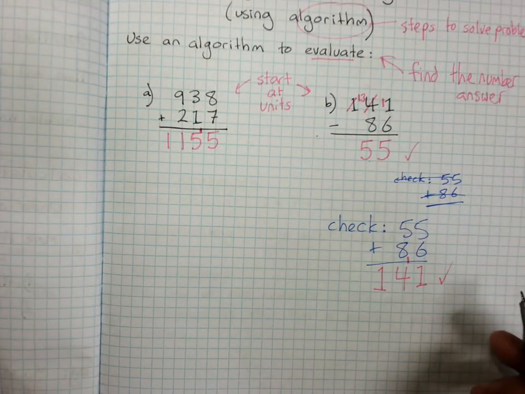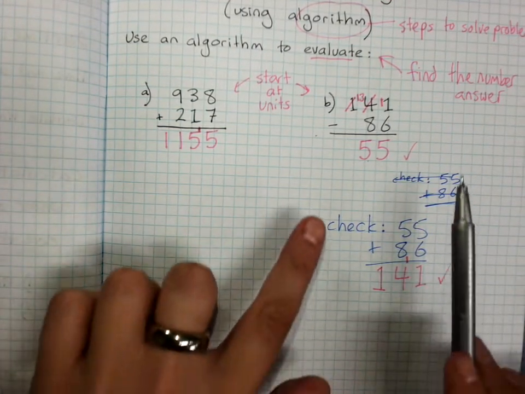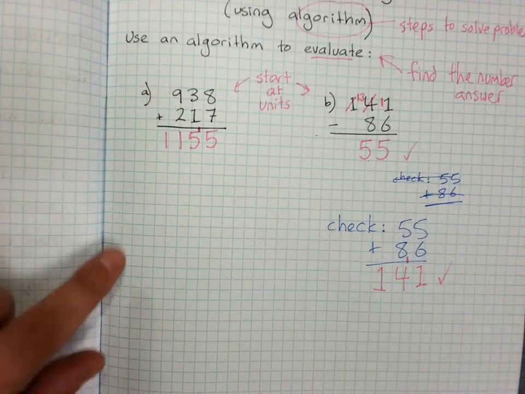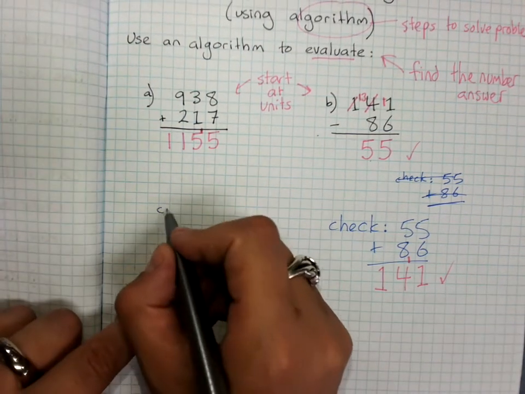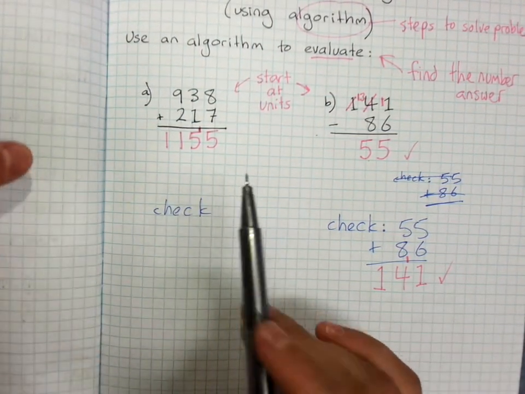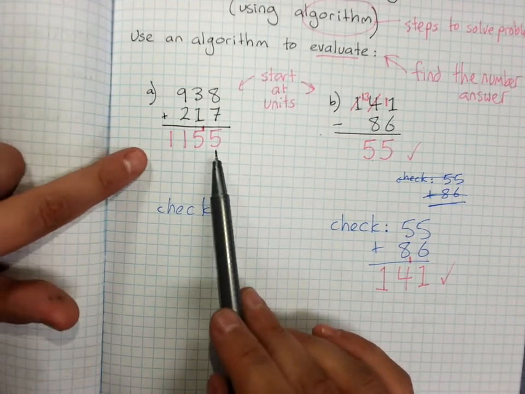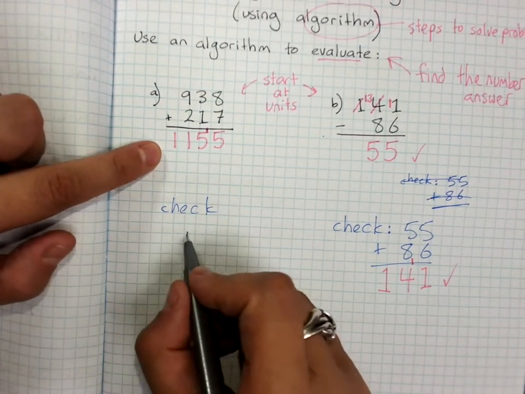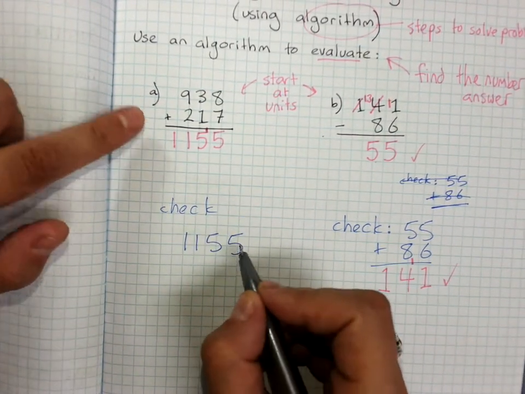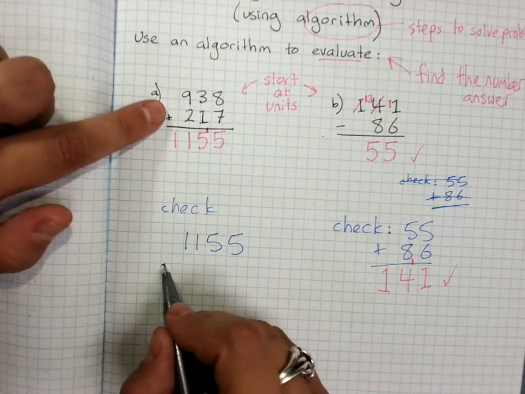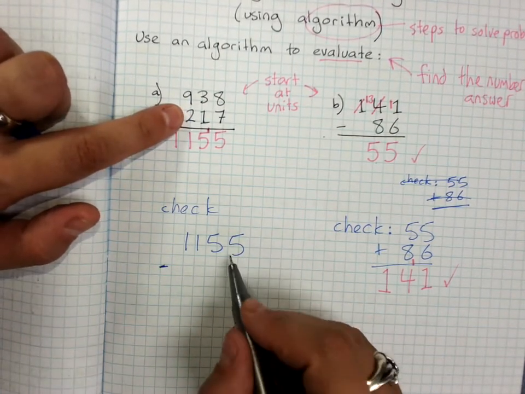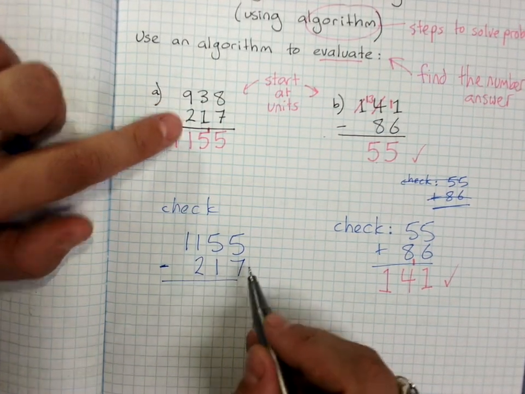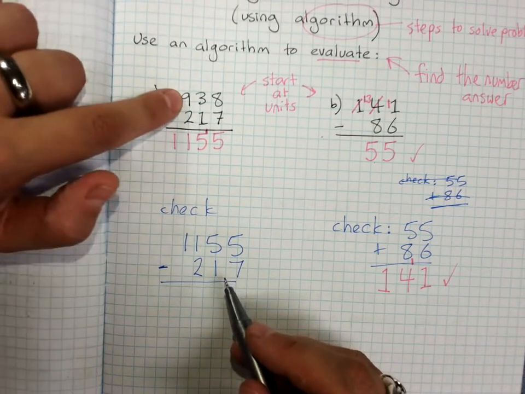So if you've got time in a test, you can always work back through your question to see if you get back to the start. So if I wanted to check this one, have a think about how I'd reverse it to get back to that. I ended up with this. It was plus, so I reverse it to make it minus. 217, now remember our units have to line up. And if I subtract that and I got this right, I should get this as my answer.